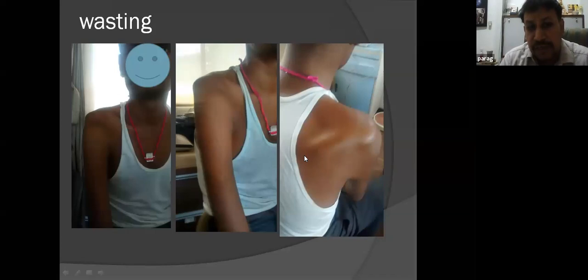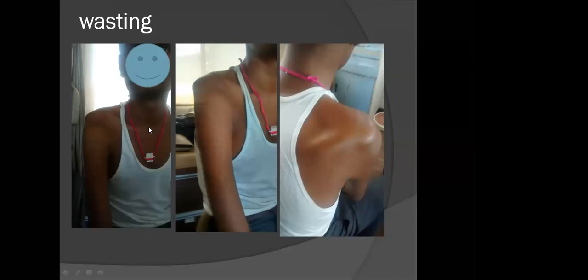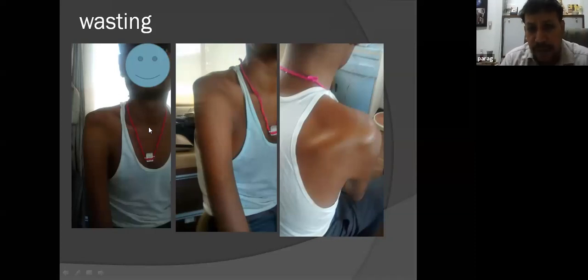There is no dislocation. See, if you look at this, in people with rotator cuff pathology or recurrent shoulder dislocation, you do not find this amount of wasting at all. You have to think beyond. There is wasting of the supraspinatus, wasting of the infraspinatus, and wasting of the deltoid. So this has to be neurological.